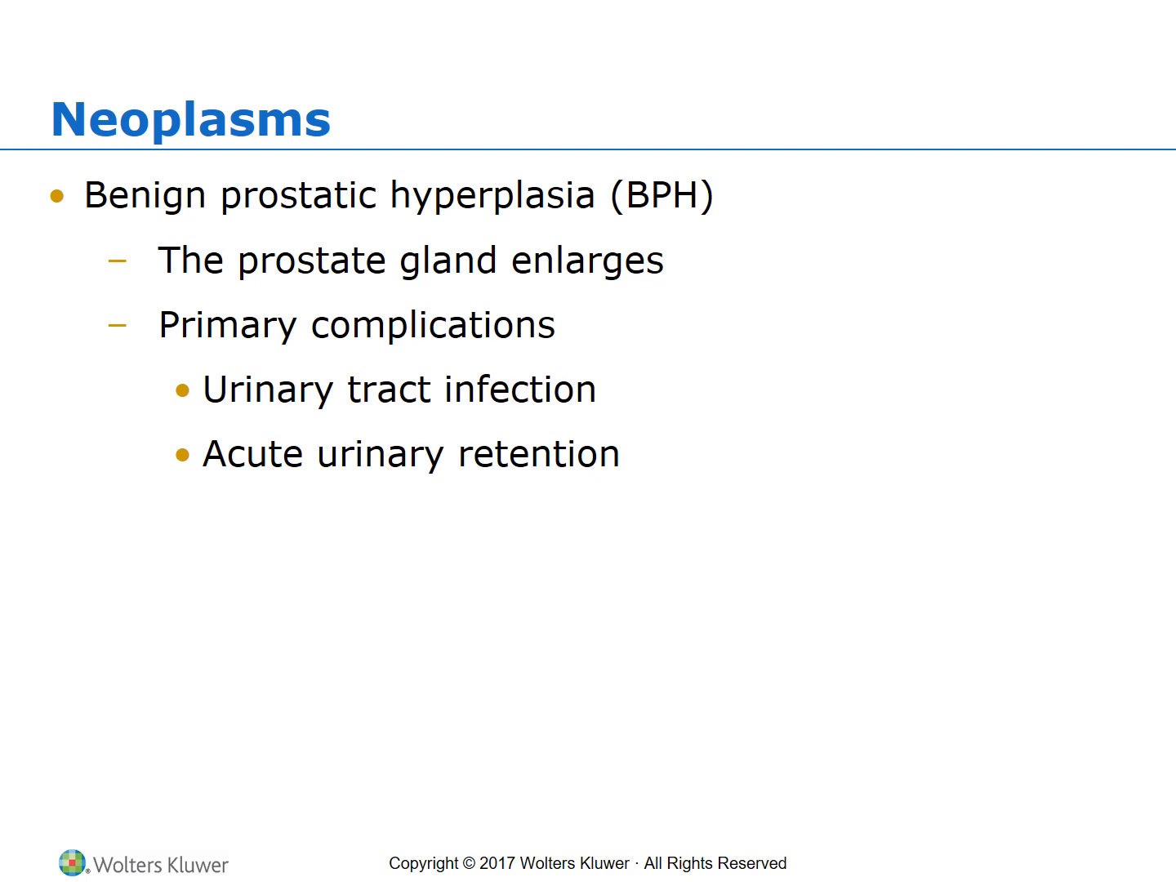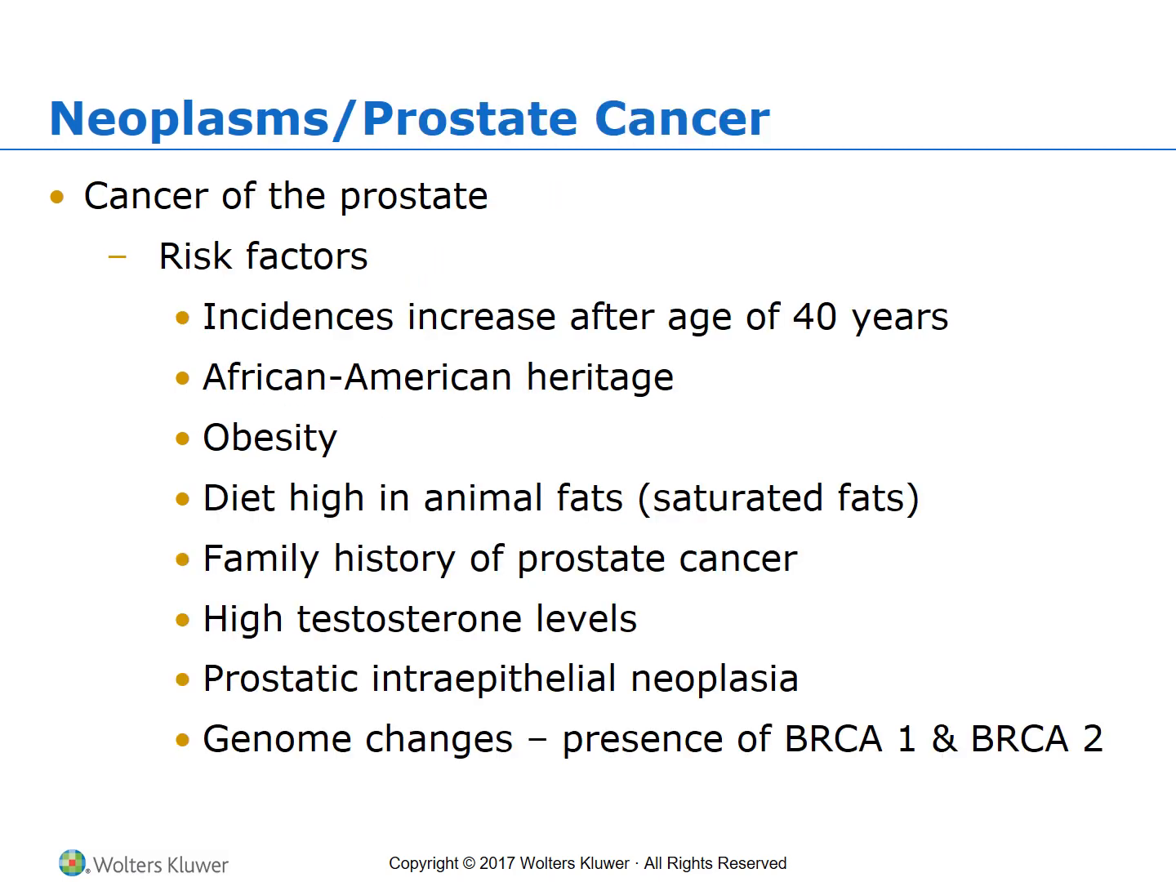Cancer of the prostate. It's almost always adenocarcinoma. It's a gland cell cancer, fairly common in men. Risk factors are increased incidence with age after age 40, African American heritage, where they're 60% more likely, and obesity, where they're more likely to have advanced cancer. Diet high in animal fats. Family history of prostate cancer. Chances increase if an immediate blood relative has prostate cancer.